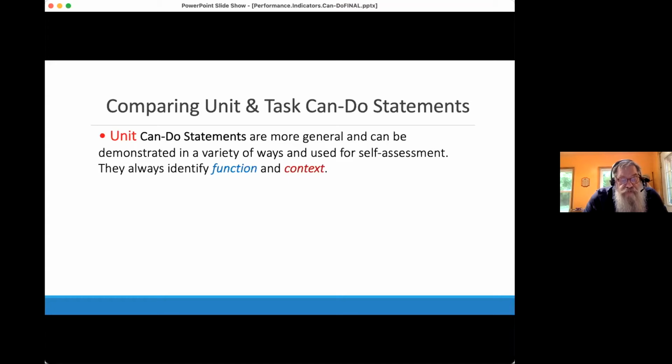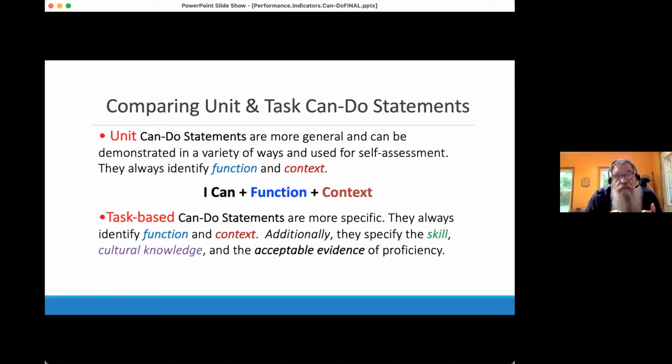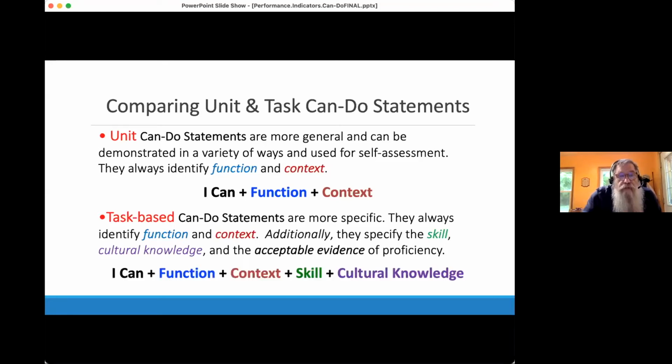Task-based CanDo statements show a specific acceptable evidence by which learning will be assessed. So the unit CanDo statements are more general, demonstrated in a variety of ways, used for self-assessment. They always identify the function in the context. I can plus function plus context. Whereas our task-based CanDo statements are more specific. They always identify the function in the context. We use the same stem as the unit CanDo statement. But then additionally, they'll also specify the skill, and they can show the cultural knowledge and the acceptable evidence. How is proficiency going to be shown? By what skill? So the entire equation for a task-based CanDo statement becomes I can plus function plus context plus skill plus cultural knowledge.